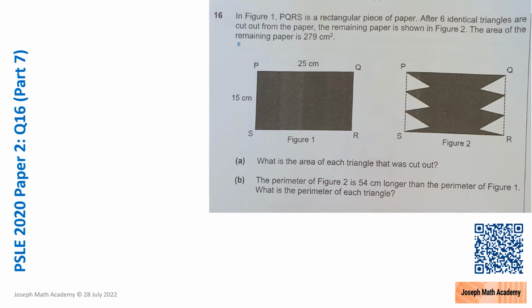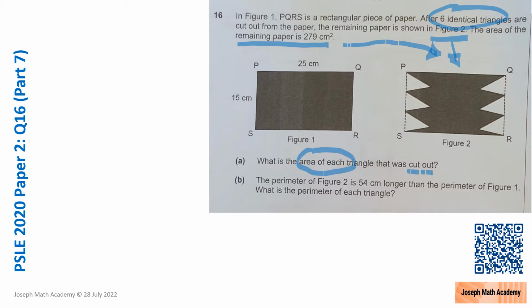Alright, so we have this information and it's for figure 2. After 6 identical triangles are cut out, part A is asking us to find the area of one such triangle that was cut out. Okay, so after annotation, we can begin. First and foremost, to find out the area of the cut out triangles, we have to find the area of the rectangle PQRS.